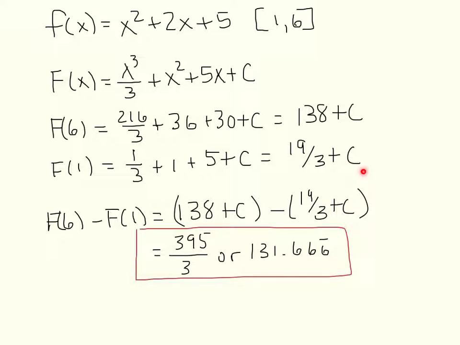And the evaluation theorem says evaluate and then subtract, F of b minus F of a. So F of 6 minus F of 1. And I do the subtraction and I get 395/3 or 131.666 repeating. So when I go and do the limit definition, this is what I expect to see for my numeric answer at the end.